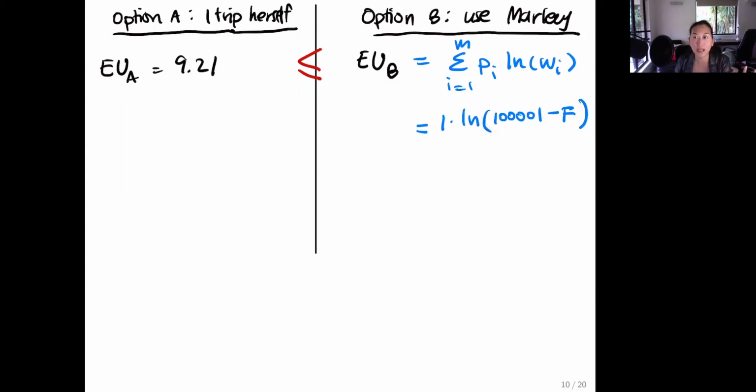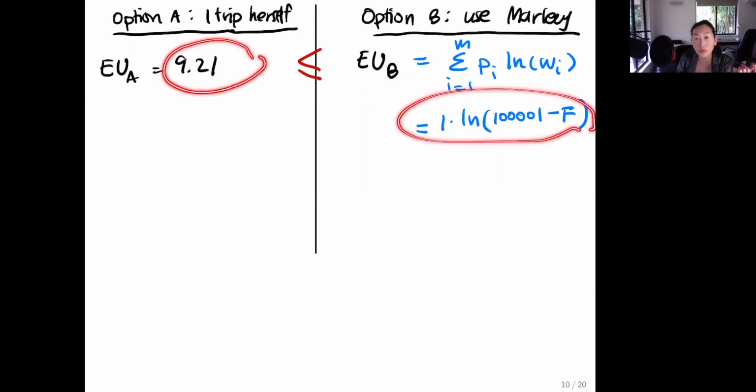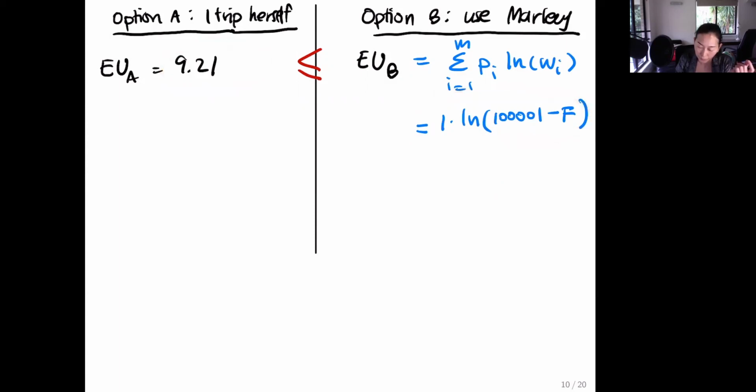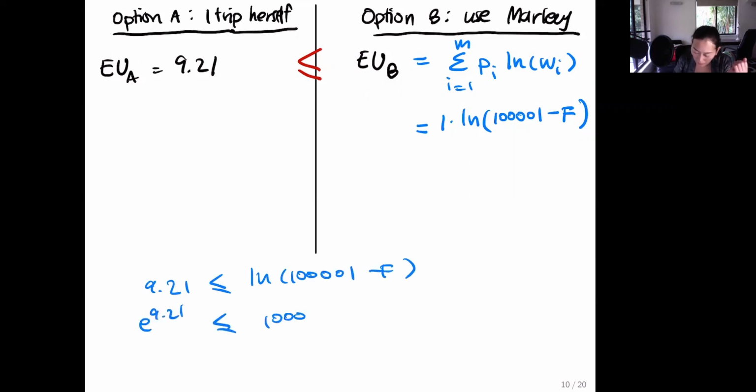Now you can solve for f, whatever that f is, because we know that this number has to be greater than or equal to 9.21. So 9.21 has to be less than or equal to log of 100,001 minus f. I take the exponential on both sides, and I can do that without changing the sign because it is an increasing transformation. Then I get this.